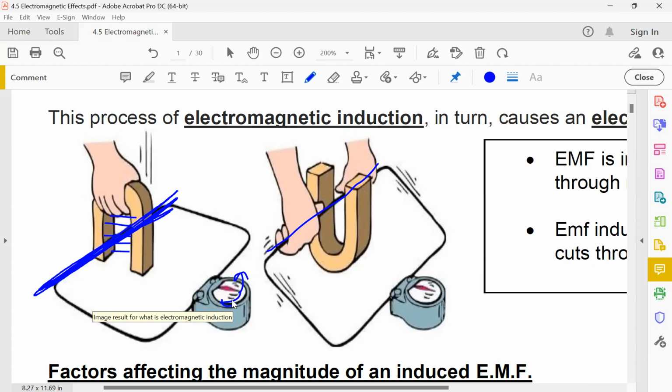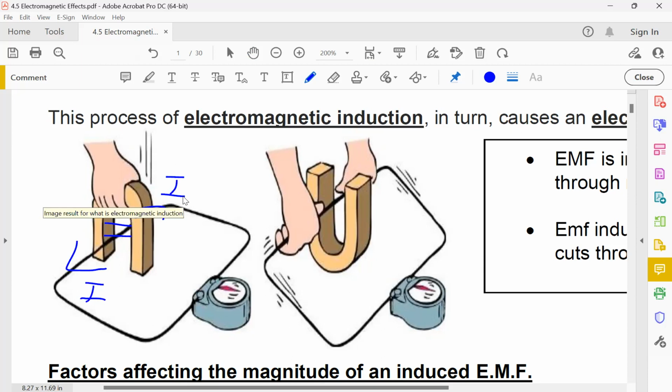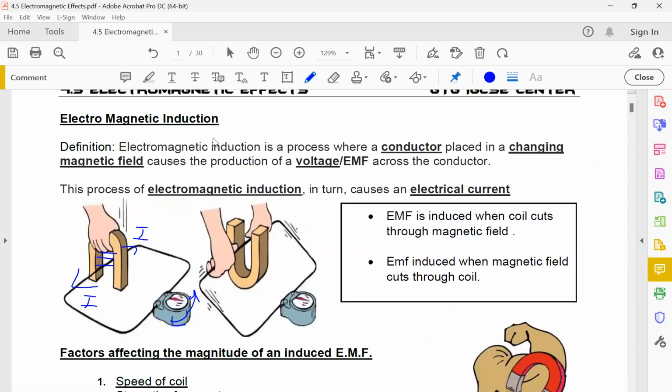Based on my movement, the galvanometer will deflect in opposite directions, because later on you'll learn that a specific movement will create current in this direction, and another specific movement will create current in this direction here. Maybe if I go down, the current is down. If I go up, the current is up. So that's why this thing will deflect left and right. Everyone, from here, electromagnetic induction is a process where a conductor placed in a changing magnetic field causes the production of EMF, which ultimately produces current.